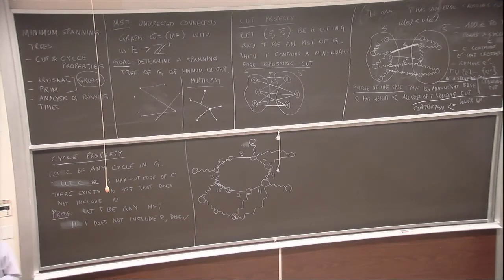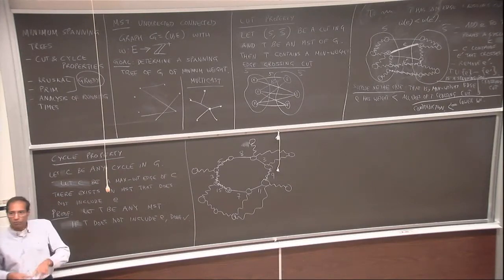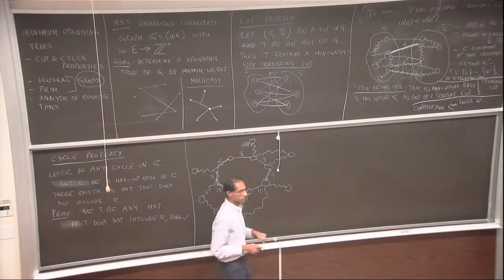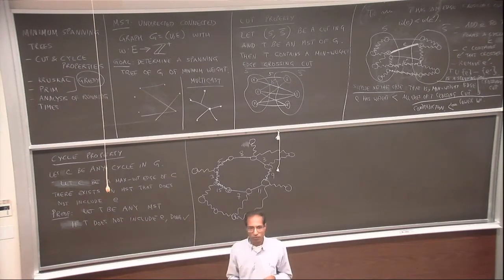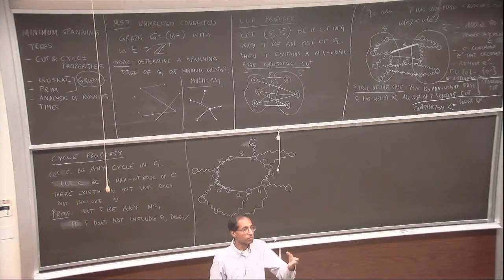Okay. So what do we do in this case? In this case, we want to be able to demonstrate that we can remove E from T and get maybe a better minimum spanning tree, and that will be a contradiction. So what will happen if we remove E from T? What will happen if we remove an edge from the tree? It will disconnect it. Notice it won't disconnect the graph, but it will disconnect the tree.